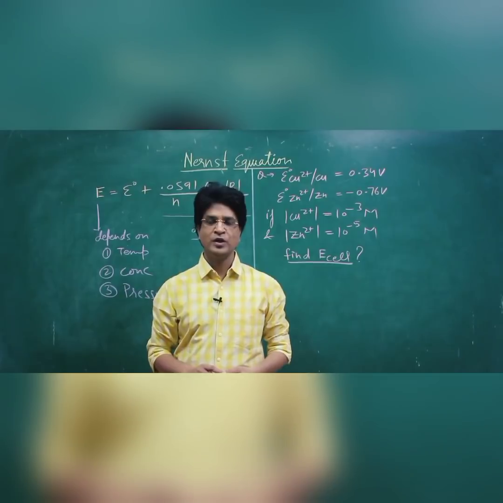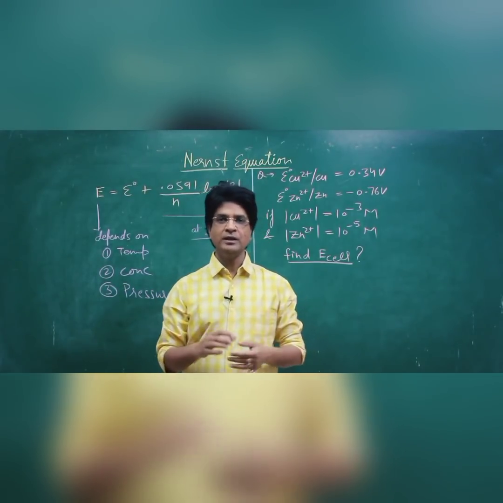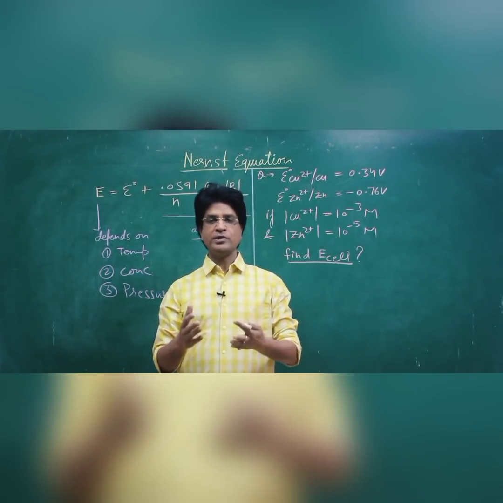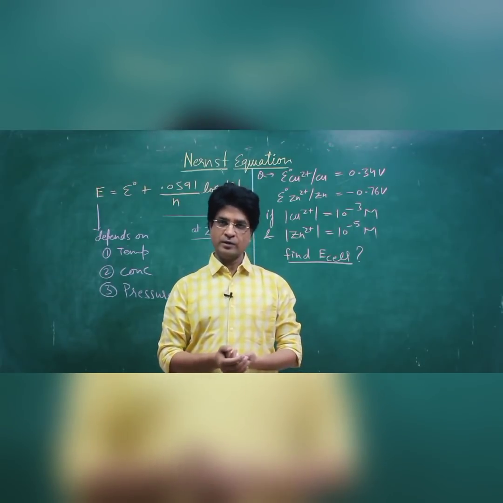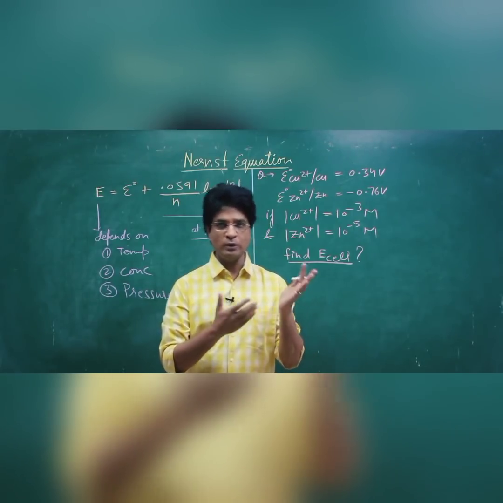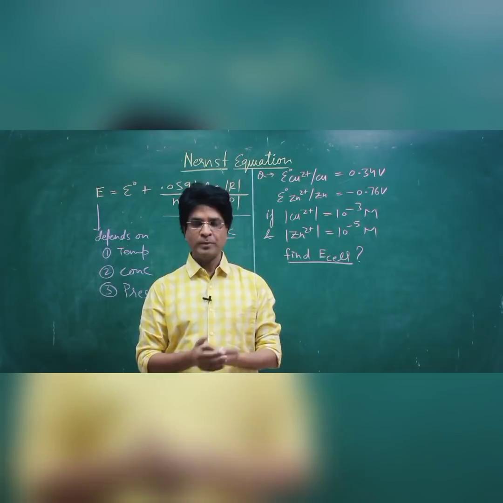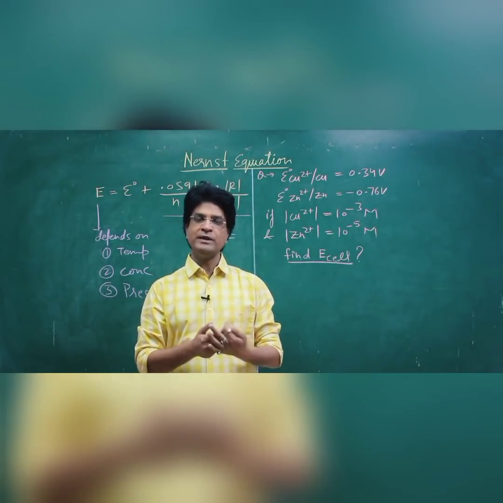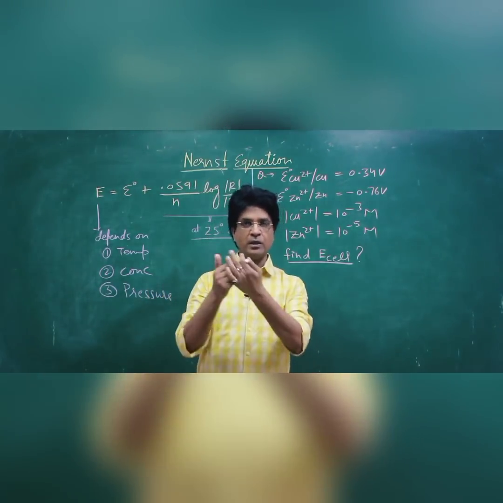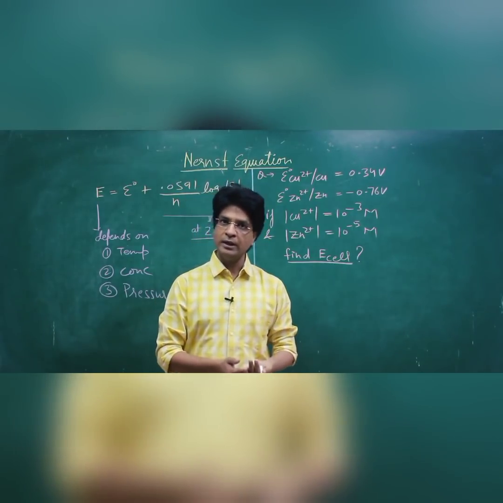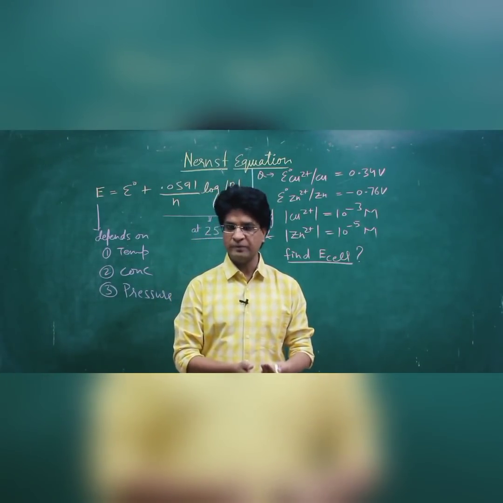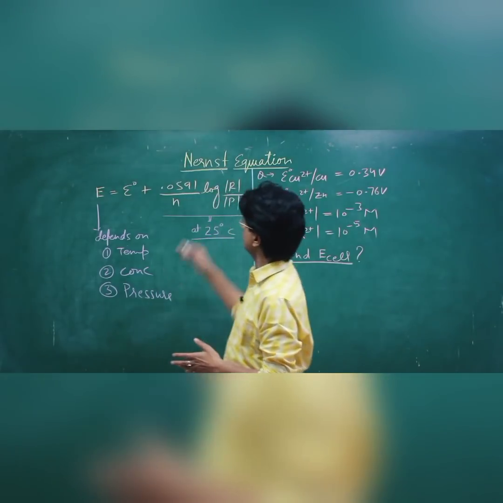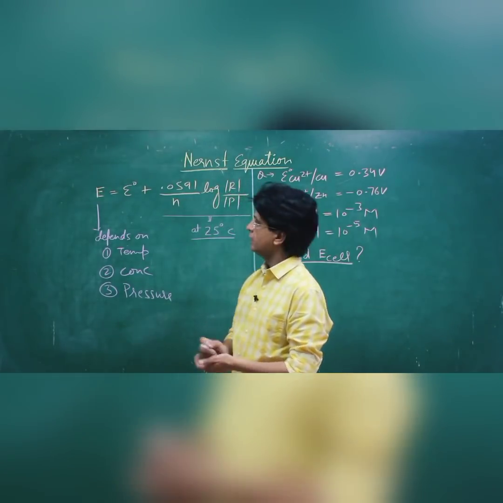Is it clear? So students, let us learn how you will calculate cell potential if the conditions are not standard. When the conditions are standard, we call them SRP or SOP. At non-standard conditions, that means when temperature is not 25 degrees Celsius, concentration is not 1 molar and pressure is also not 1 atm if we are using gases, in that case, we have to use the Nernst equation.